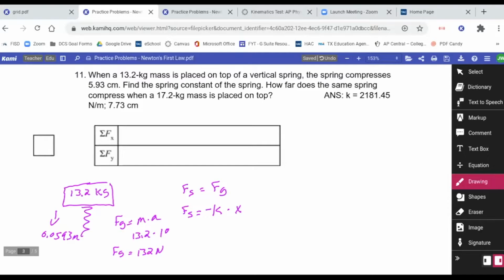So if you want to just make it k, that's fine with me, because you're not solving for that. You're not getting rid of the negative. It's just called negative k. That is the constant times how far it's displaced.